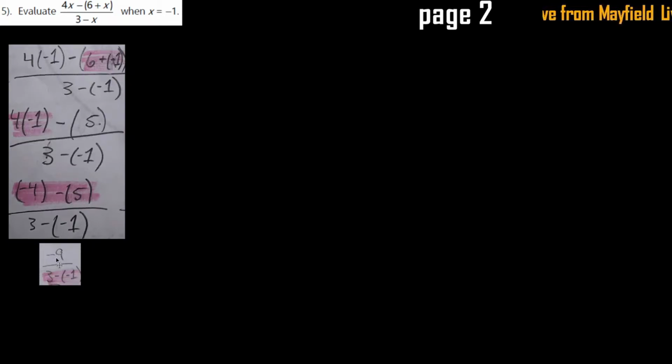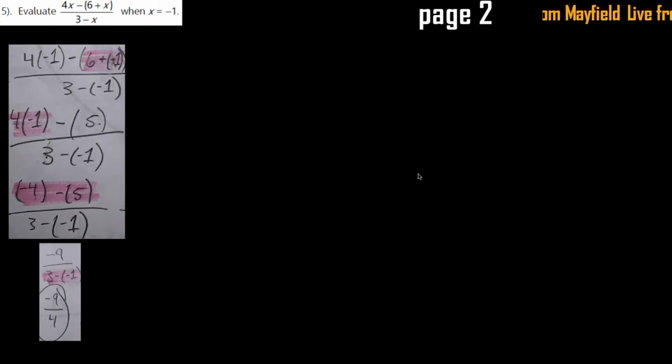And then we do now on the denominator. So once you get down to where it is a single value, you can't go any simpler. And so now we can move to the denominator. So you do 3 minus a -1, which is the same thing as 3 plus 1, which is going to be 4. And so you should have an answer of -9/4.